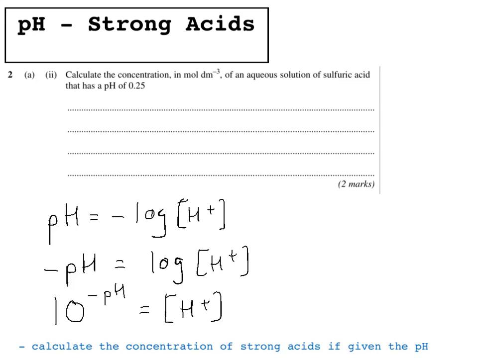So if we go back to the question, it says calculate the concentration in moles per dm cubed of sulfuric acid that has a pH of 0.25. First we've got to understand the relationship between the concentration of H plus and the concentration of sulfuric acid. The concentration of sulfuric acid will equal the concentration of H plus divided by 2, because there are 2 H pluses for every molecule of sulfuric acid. So we've got to divide the concentration of H plus by 2 to get back to the concentration of sulfuric acid.